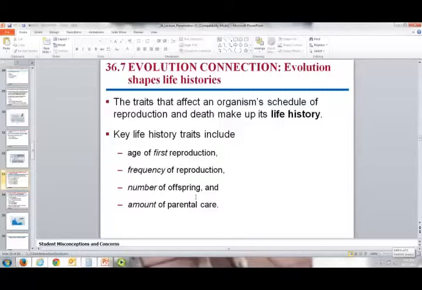Where some animals are born almost independent, they're able to walk and feed themselves within a few days, you're going to see a lot more offspring there because they will move away from their parents much more quickly.